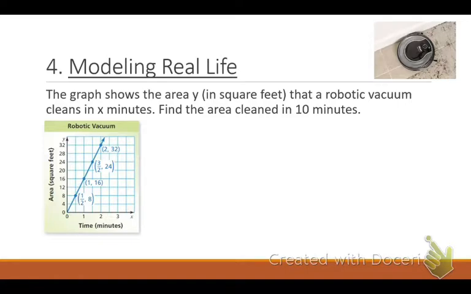So let's examine our graph to see if we can just notice some information about it. Do you guys see the x and the y axis? All right, let me have everyone take your red pen, circle the x, circle the y. My x is going to come out in time, or in minutes. Everyone underline that. And the y comes out in area, or in square feet.